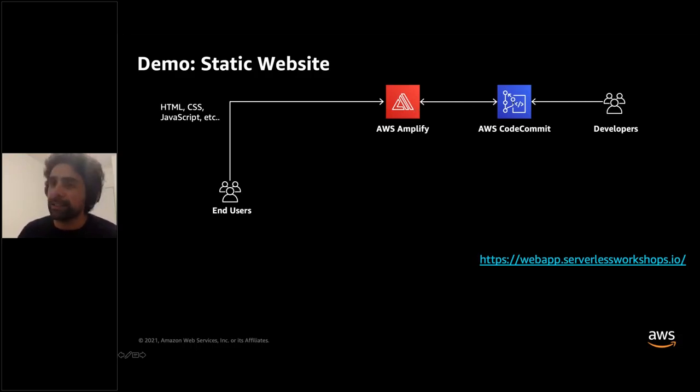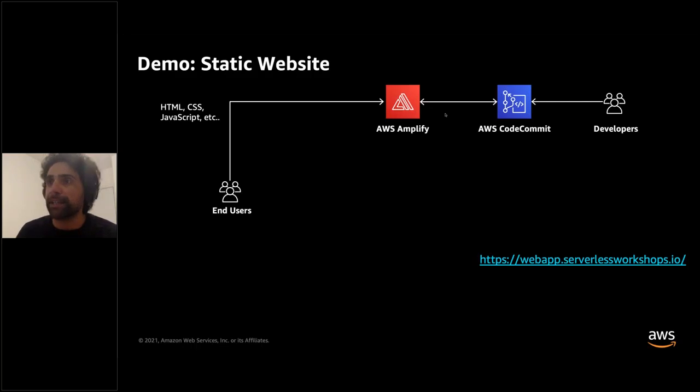So we have code already in a Git repository, which is in CodeCommit. CodeCommit is another fully managed service. It's basically a source control, version control service, a Git-based repository. So developers will be pushing code to CodeCommit, and Amplify will be monitoring CodeCommit and automatically deploying the application, and end users can log into it.